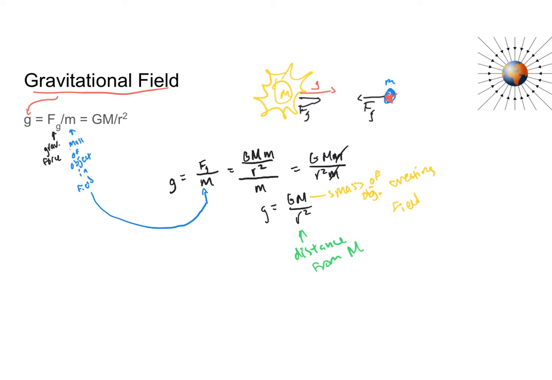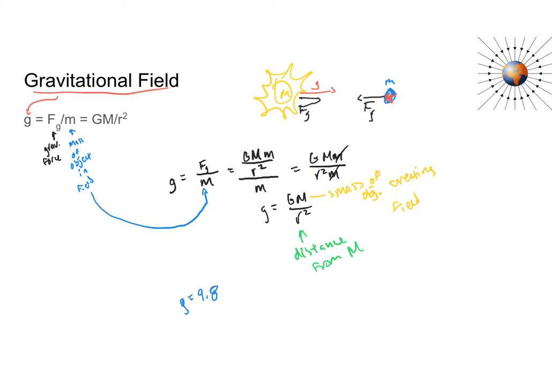Now, last thing I want to mention, why gravitational fields are useful. Say that we know little g at a specific point in space. So for example, on Earth, little g is 9.8, which is our acceleration due to gravity.